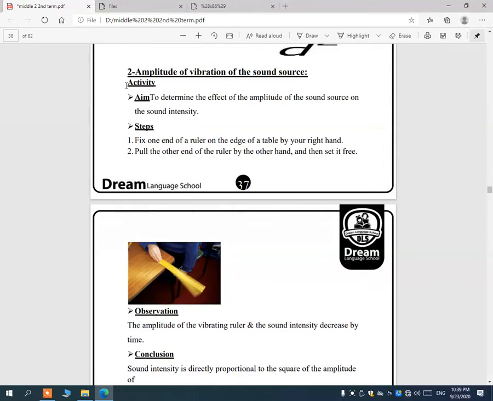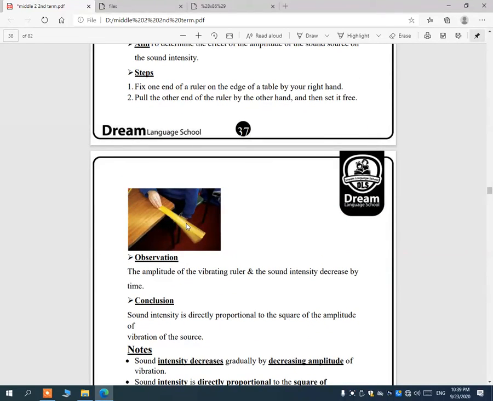Factor number 2, amplitude of vibration of the sound source. If we have a ruler and we put it on a table and we push the ruler to move up and down to make amplitude, it will also make a sound. But as time passes, the amplitude will be decreasing and the sound intensity will be decreasing. And if the amplitude increases, if the ruler moves up and down for a large distance, we have more, stronger sound intensity.